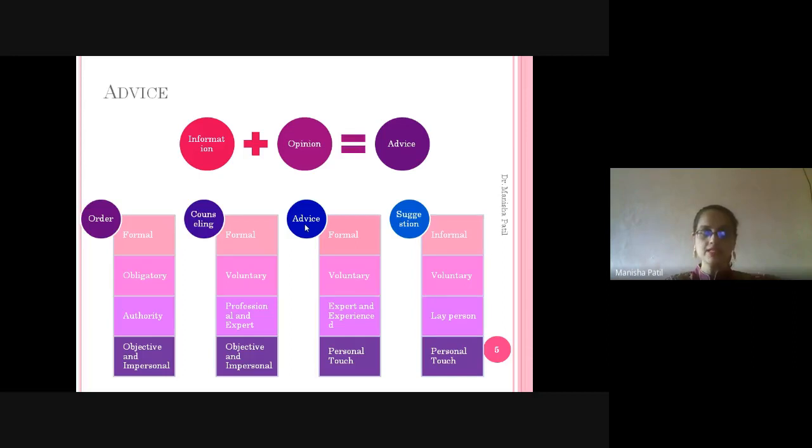Again, the medicines given for one particular disease will be same if you go to different doctors. So it is objective and impersonal. It is given by the professional and expert. It is formal, but it is not compulsory. That is the difference between order and counseling. Order is compulsory. Counseling is not compulsory.